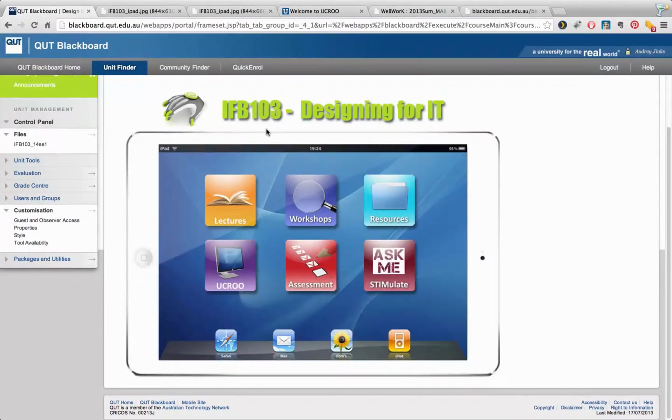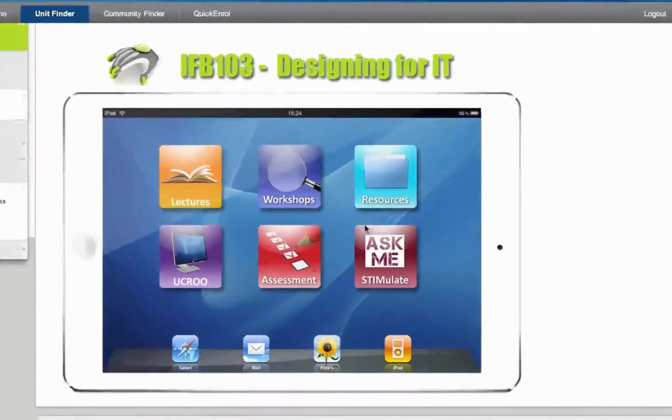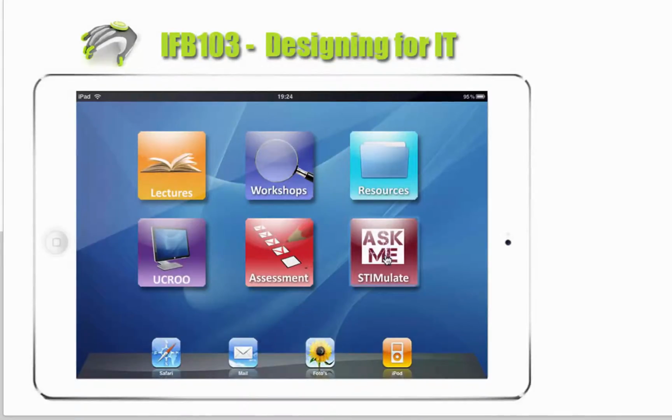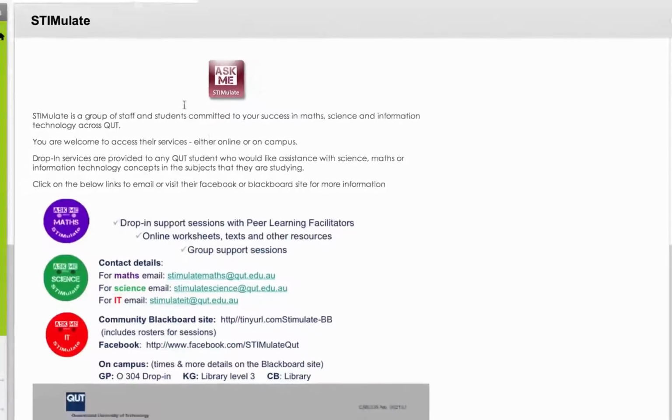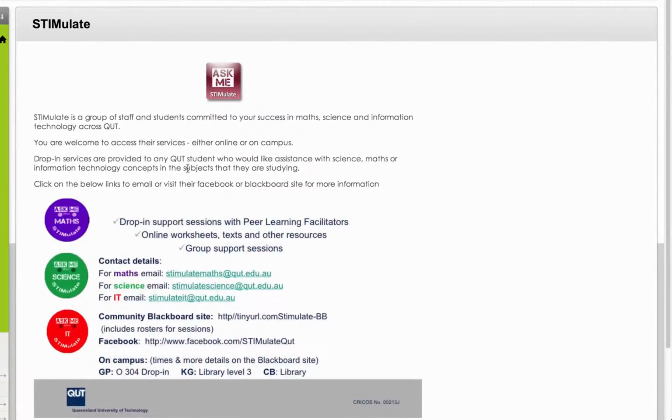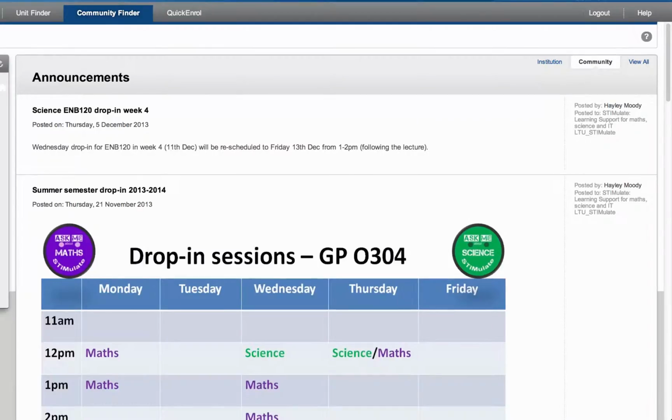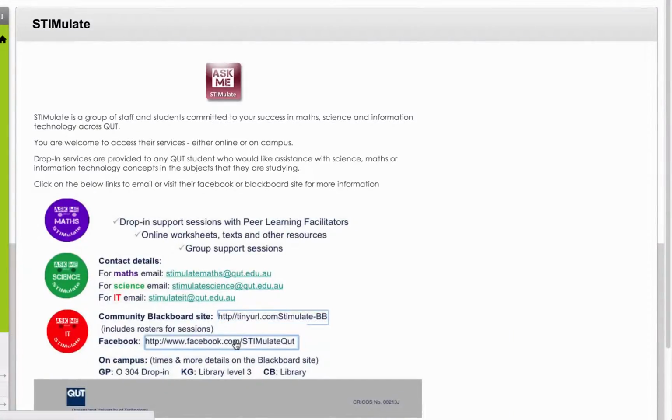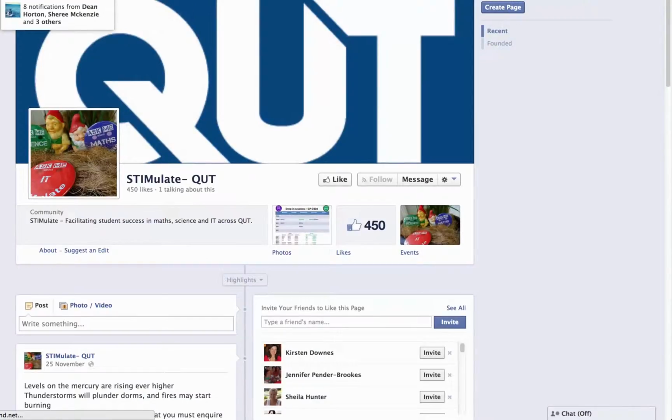A couple of things we did differently with designing for IT is in the Stimulate area. We actually provided a little bit more information about what is available, and we also provided direct links to email for help with maths, science or IT. And we also provided links to their Blackboard site and links to their Facebook site.